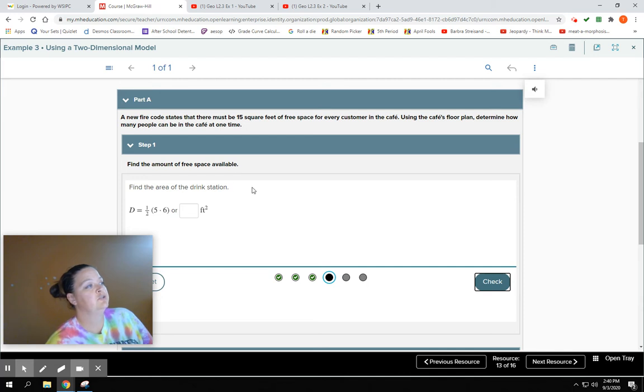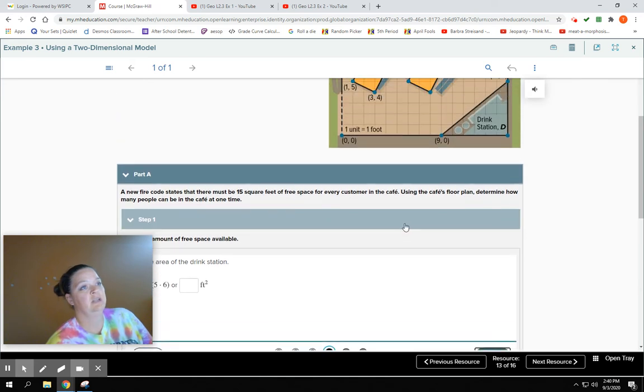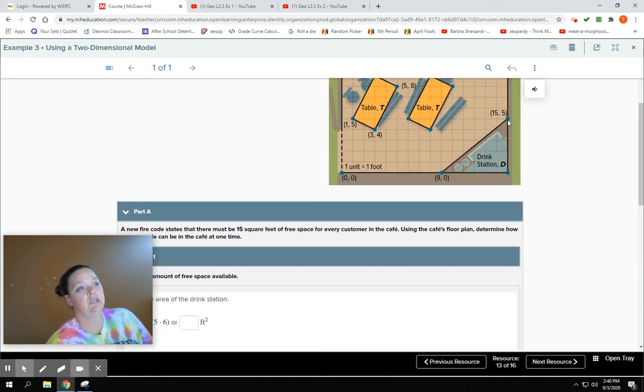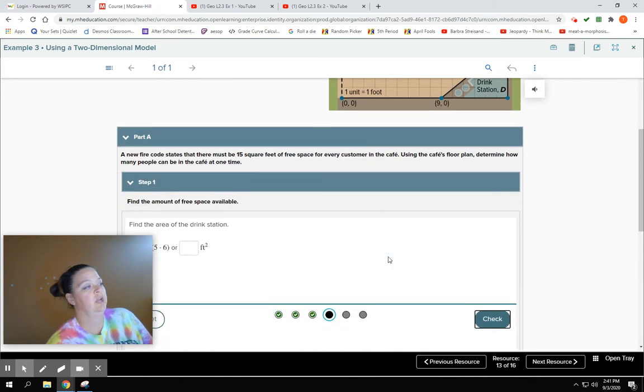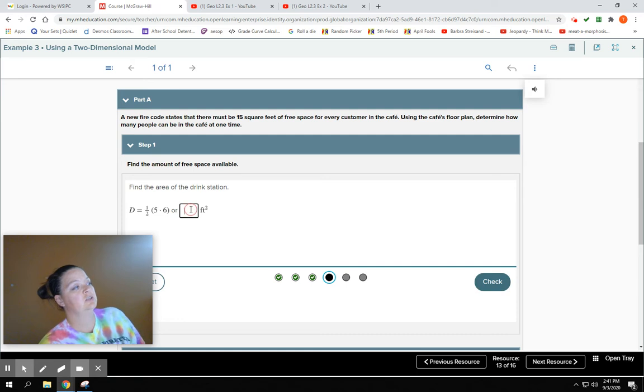Find the area of the drink station. Well, the drink station is going to be 1/2 times 5 times 6. And again, they're using this distance of 5 here, this distance of 6 here. And since it's a triangle, they divide it in half. 1/2 base times height. So 5 times 6 is 30, divided by 2 is 15.